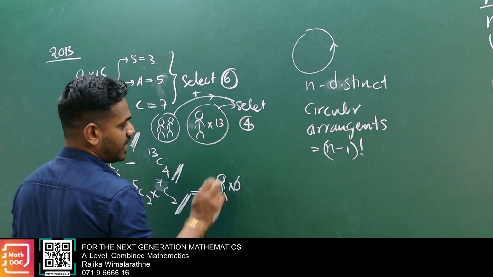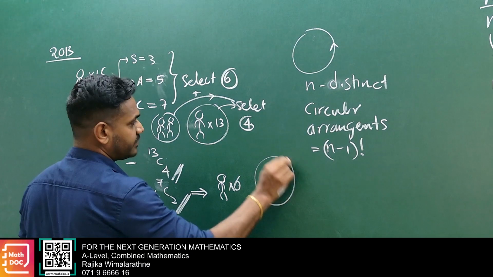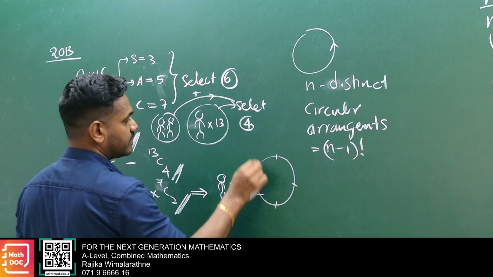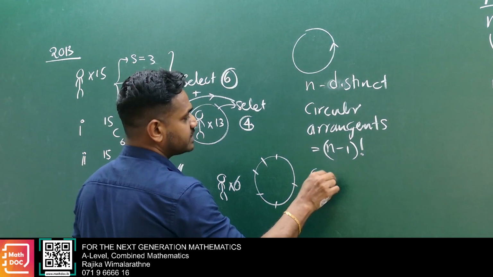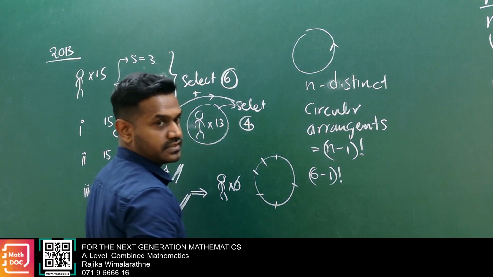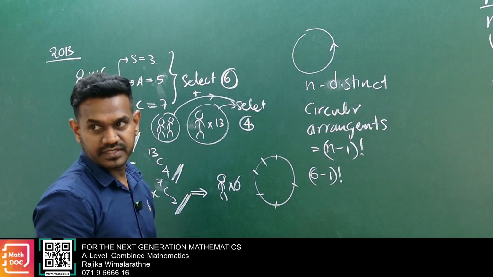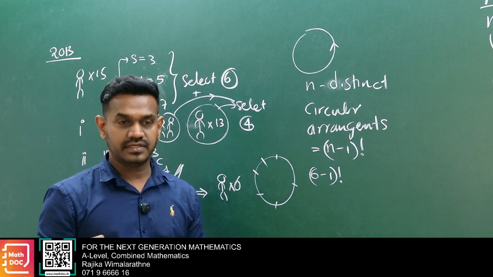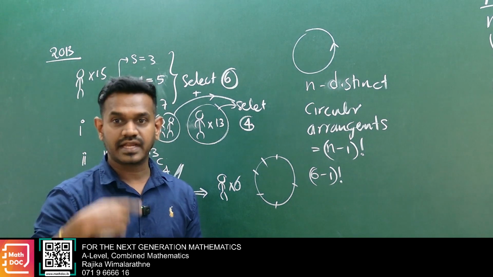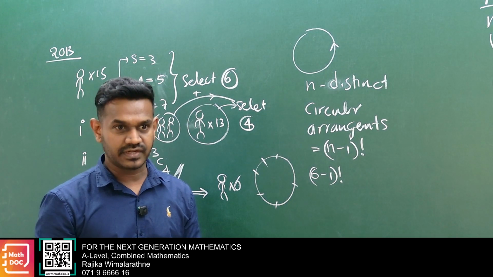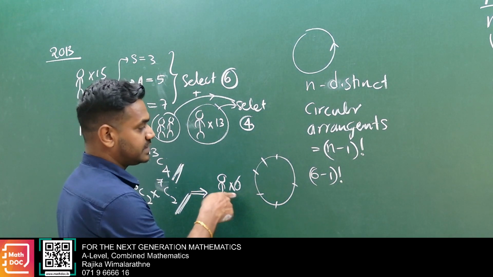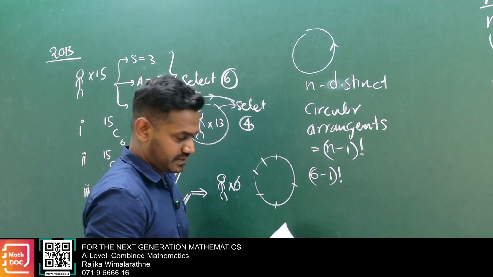We have to arrange 6 students around the table. Then always (6 minus 1) factorial. If we have n distinct students, we have to arrange along a circle, then altogether we have (n minus 1) factorial ways. Therefore, here 6 students, (6 minus 1) factorial ways.